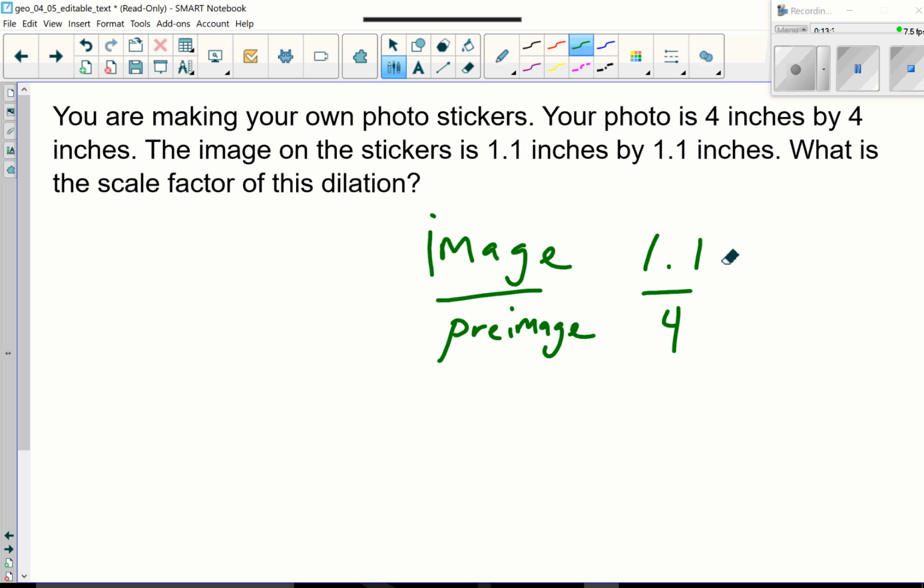You can divide that out. Really, we want to keep this as a fraction. I know decimals work, but this is going to become 11/40, and that will be our k value, and that's a reduction. 11/40 can't be reduced. Just move your decimal over one place to the right.